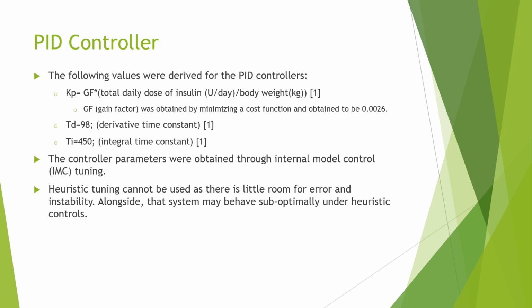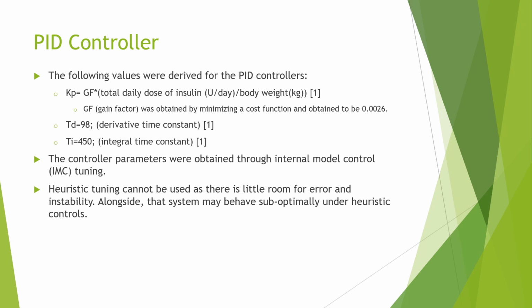And as we can see, the controller parameters, the Kp, Kc, Td and Ti constants, were obtained through internal model control. It involves creating a model, a representation of the process within the system itself. This allows for any deviations between the desired and actual behavior to be detected and adjusted, thus allowing for better control of the process. In this case, the process is delivering insulin to the patient and maintaining blood glucose levels.